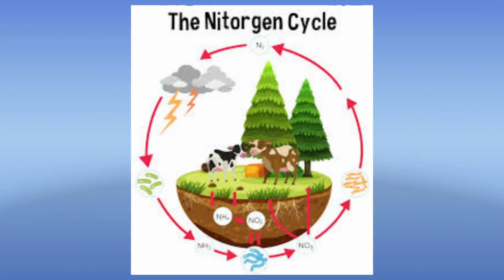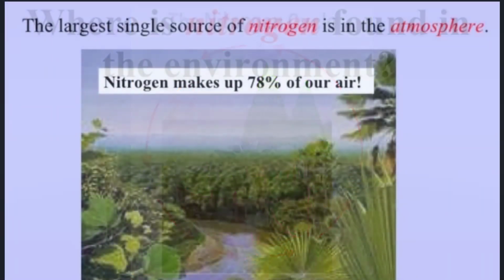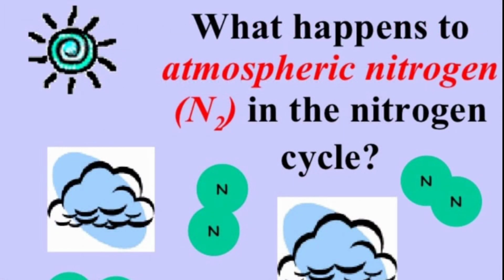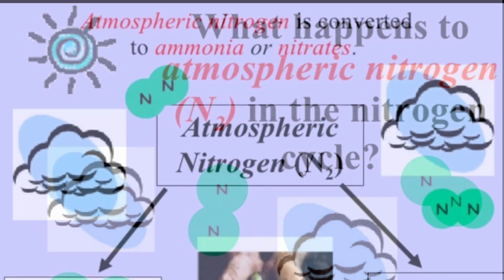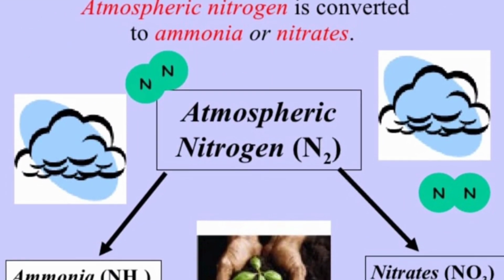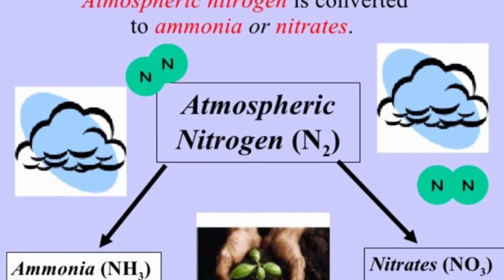Today we are going to discuss the nitrogen cycle. We know that the largest single source of nitrogen is in the atmosphere, and nitrogen makes up 78% of our air. Now what happens to atmospheric nitrogen in the nitrogen cycle? My dear students, atmospheric nitrogen is converted to ammonia or nitrates.